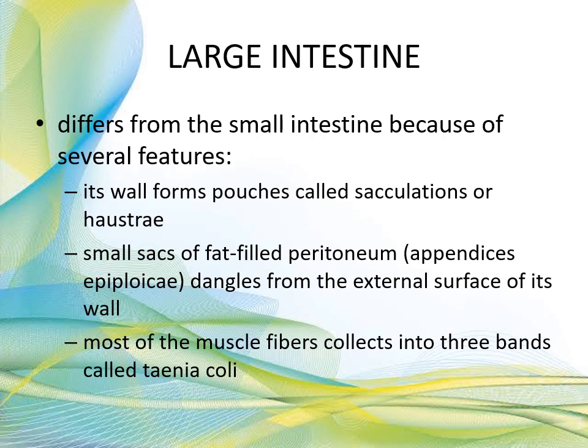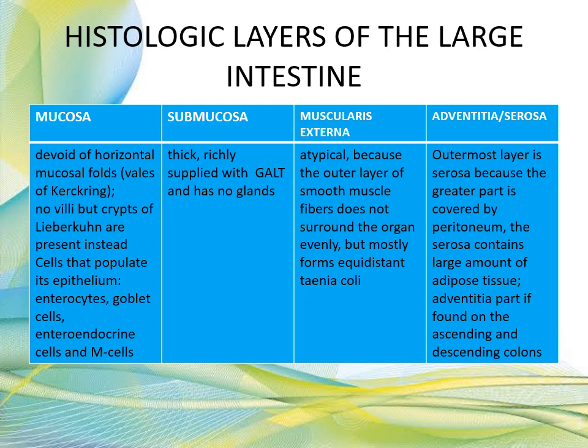Its wall forms pouches called sacculations or haustrae. So, meron din siyang small sacs of fat-filled peritoneum that dangle from the external surface of its wall. So most of its muscle fibers collect into 3 bands called taenia coli. So basahin nyo na lang ulit yung table regarding the histologic layers of the large intestine.